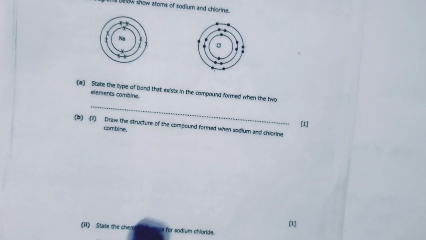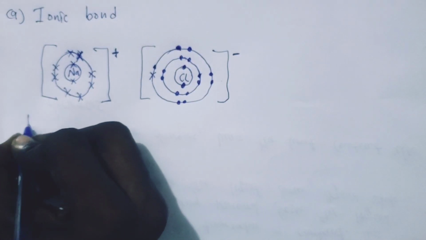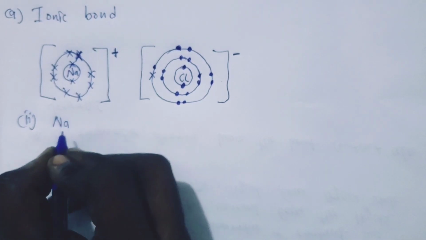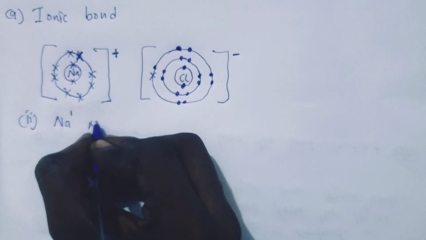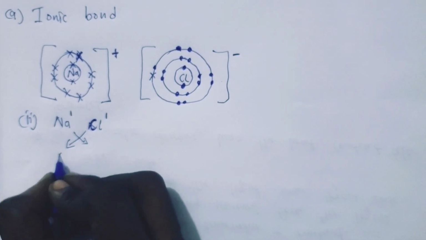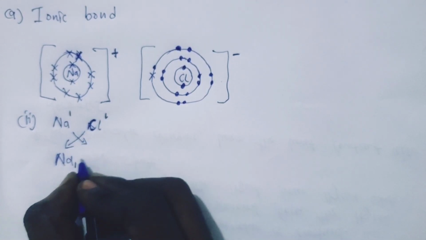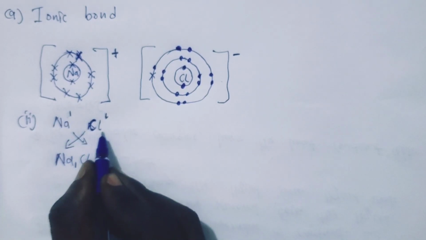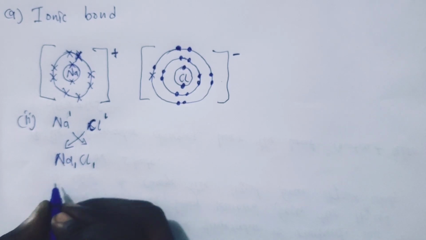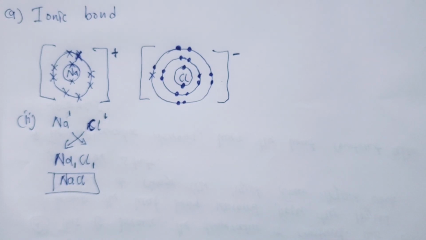Then the next question, state the chemical formula for sodium chloride. The way we write chemical formulas, you write sodium, the valence number is 1. You write chlorine, Cl, the valence number is also 1. Then you cross them. So for sodium, this one from chlorine comes here according to the arrow. Then for chlorine, this one from sodium comes here. But because these are ones, we don't write 1. So this is the chemical formula for sodium chloride, NaCl.